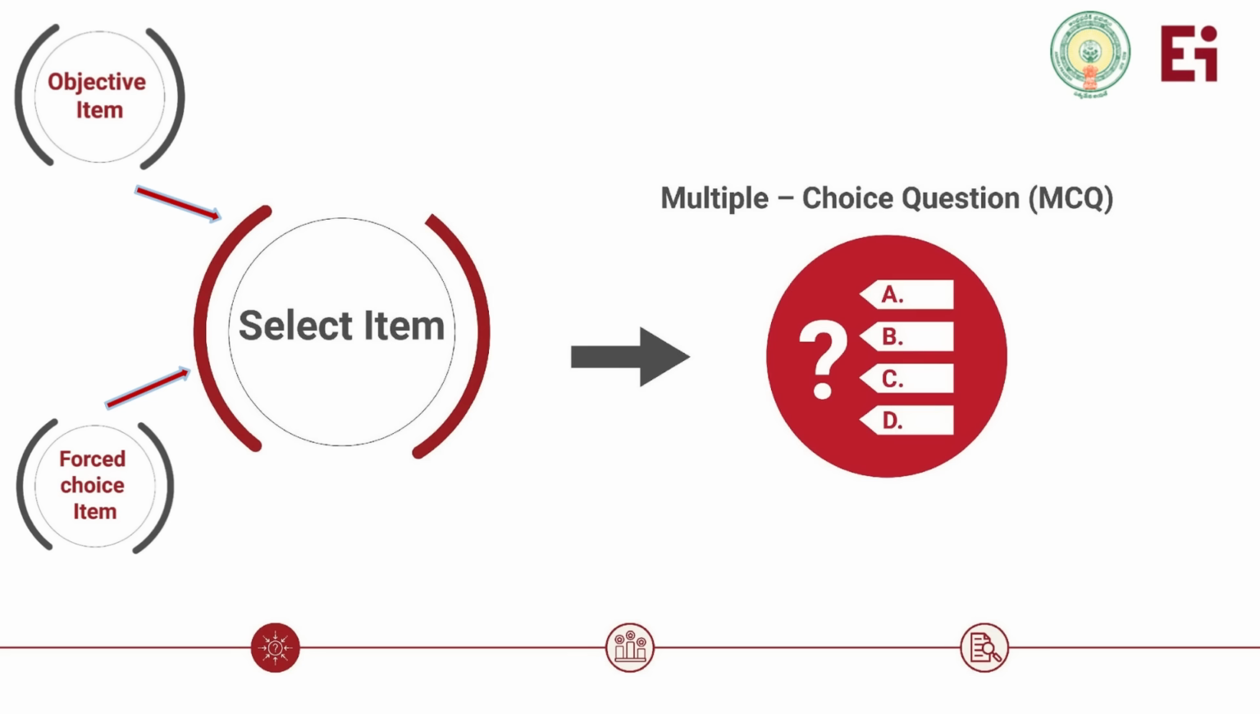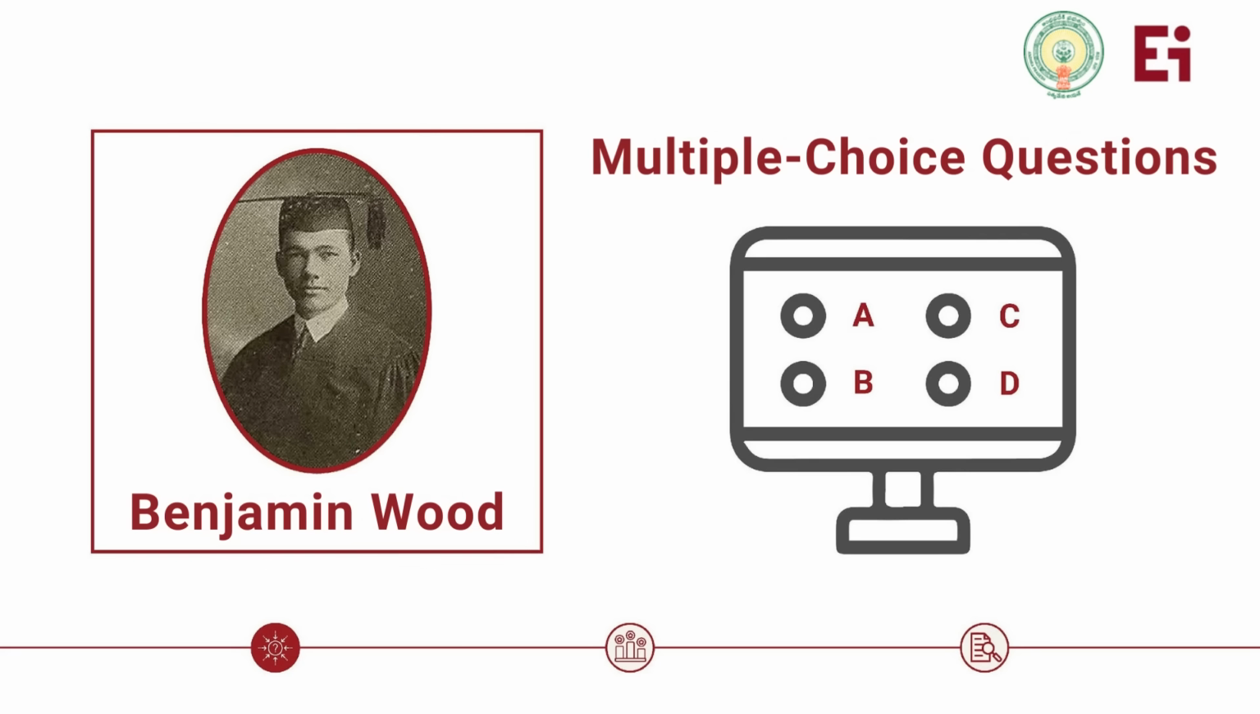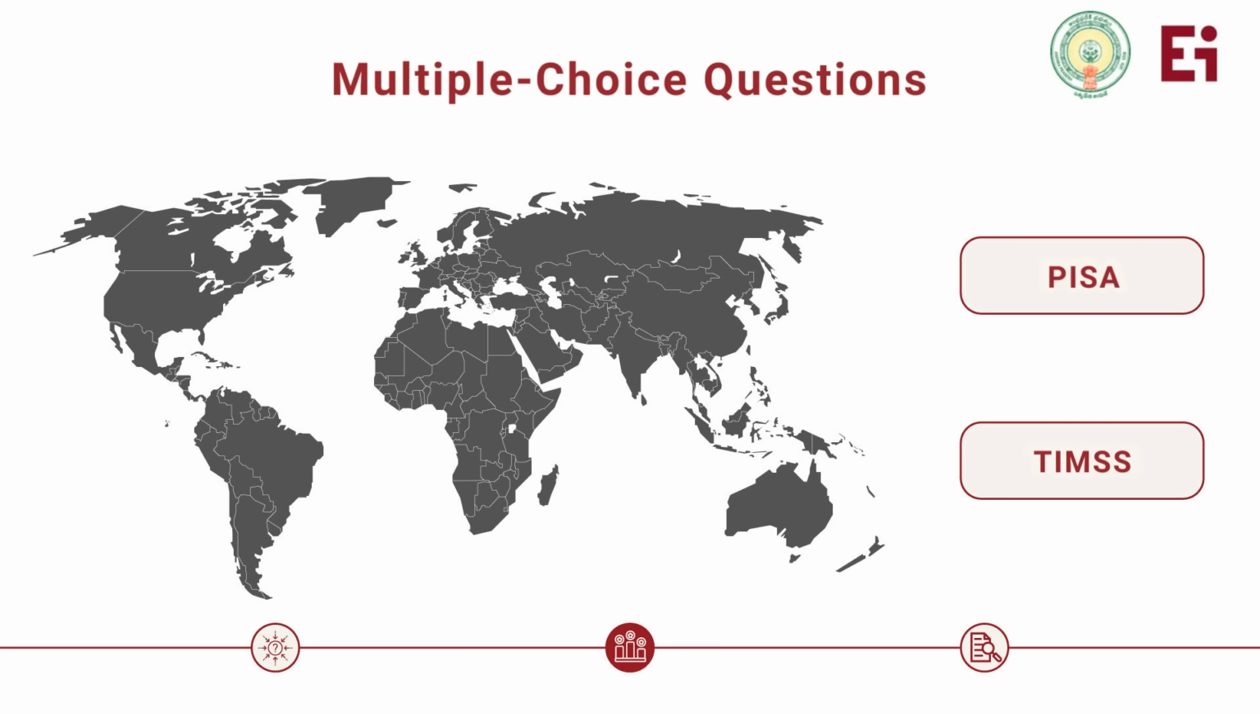Now, let us take a closer look at the widely used select type item, which is the multiple choice question, popularly known as MCQ. Multiple choice questions were first designed in the early 20th century by Benjamin Wood, an American educator. Interestingly, he even collaborated with IBM to develop an item scoring software. The MCQ format has become the most preferred format around the world, even in large-scale international assessments like PISA and TIMSS. And of course, there are good reasons for this.